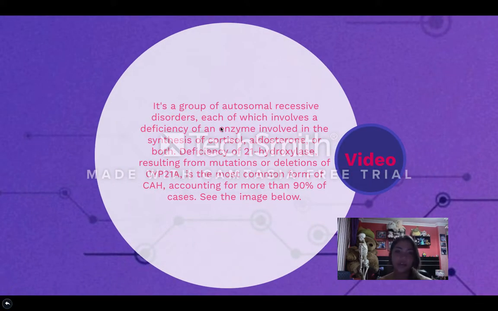First, what's congenital adrenal hyperplasia? It's a group of autosomal recessive disorders, each of which involves a deficiency of an enzyme involved in the synthesis of cortisol, aldosterone, or both. Deficiency of 21-hydroxylase resulting from mutations or deletions of CYP21A is the most common form of CAH, accounting for more than 90% of the cases.